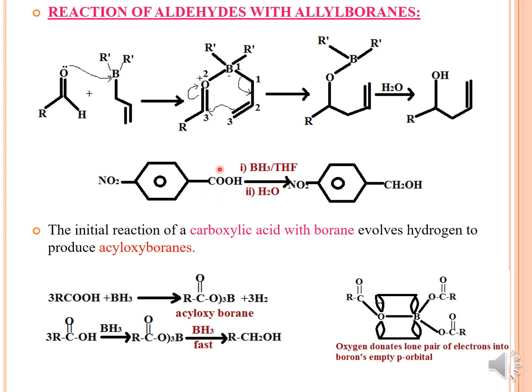So here only carboxylic acid will get reduced to the alcohol form in the presence of BH3 or THF and in the aqueous medium. Okay, the next point, if you see here, the initial reaction of the carboxylic acids with the borane will evolve hydrogen and produce the acyloxy boranes. So here, if you are taking the carboxylic acid and treating it with the borane, initially you will form the acyloxy boranes.